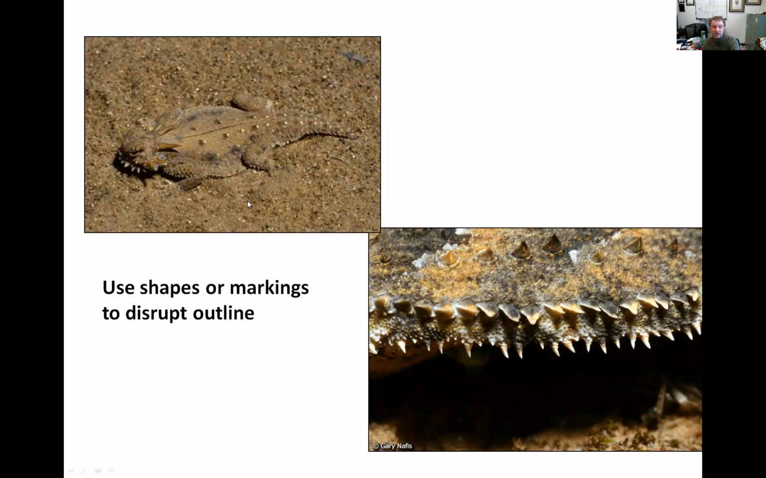Okay, in addition to color patterns, lots of species also use protrusions or projections from their body to break up their outline. So Phrynosoma, around the edge of their body, have this double row of spikes, large spikes on top and then smaller spikes underneath. What that does is help break up the edge of the outline of their body.